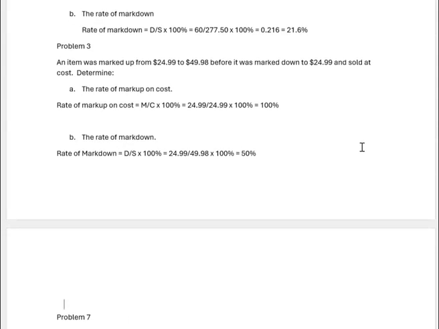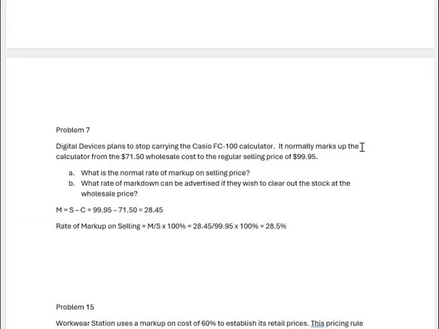All right, let's look at the next problem. In problem 7, Digital Devices plans to stop carrying a certain calculator. It normally marks up the calculator from $71.50 wholesale cost, so there's your C, to the regular selling price, your S, at $99.95. So A, what is the normal rate of markup on selling price?